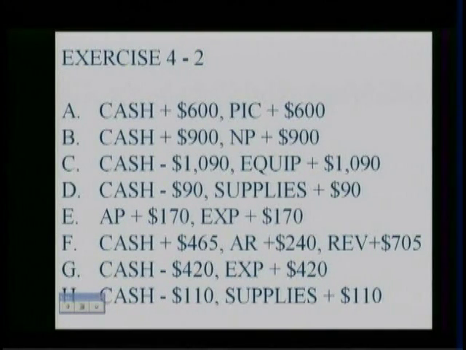In letter H, you bought more gas, oil, and trash bags, and these cost $110. Again, they were purchased for cash, which means you paid out cash of $110. So cash is going to go down $110. And you bought supplies, so you have increased your supplies account by $110.